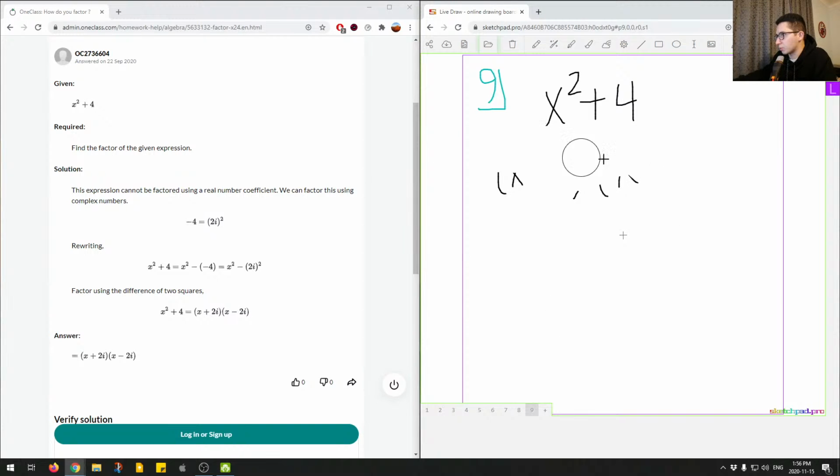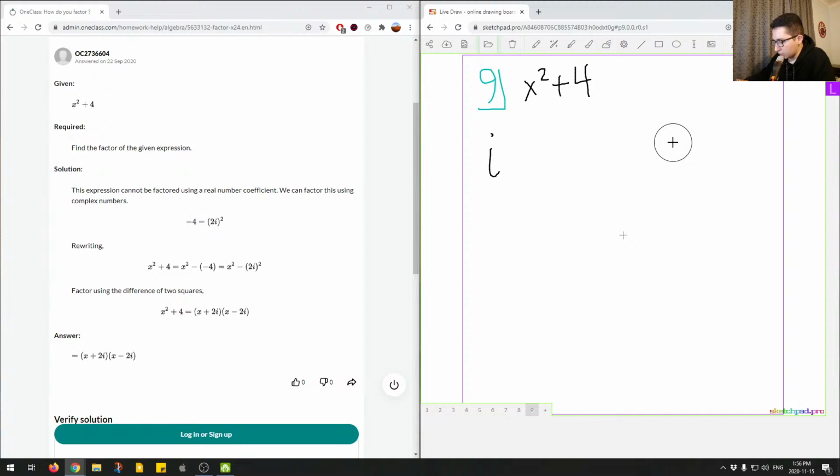I'll erase this as well. I'll write this a little smaller as well. So x squared plus 4 is what we're looking at. So let's define what i is. i is just the square root of negative 1. You don't have to really write square root of negative 1, but whenever you see i, it means square root of negative 1. So when you see, let's say, i squared, what does that mean?